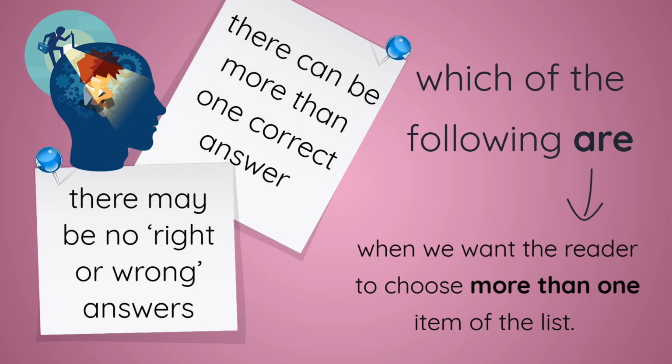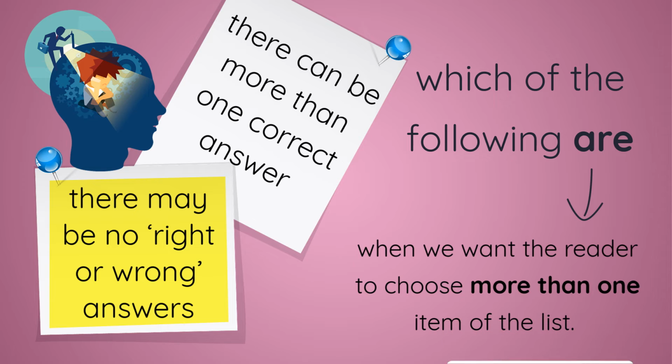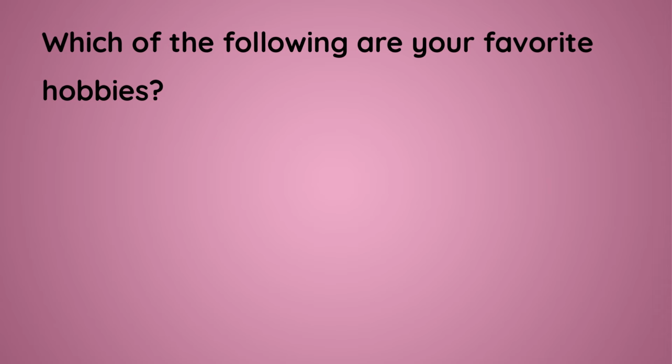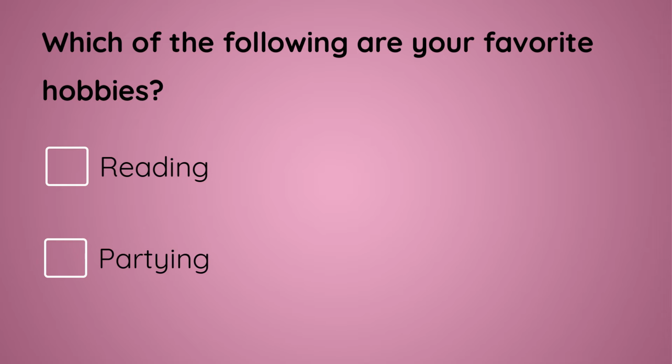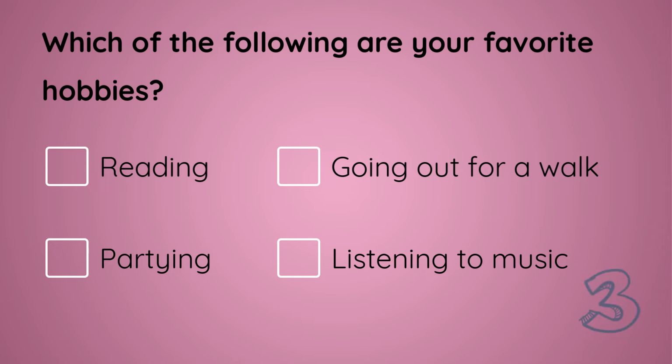As I mentioned earlier, "which of the following are" can also be used when there are no right or wrong answers, but we just want to know the preferences of the reader. For example, many psychological tests use this phrase to encourage the reader to choose one or more of the offered options. Examples: Which of the following are your favorite hobbies? Reading, partying, going out for a walk, listening to music.